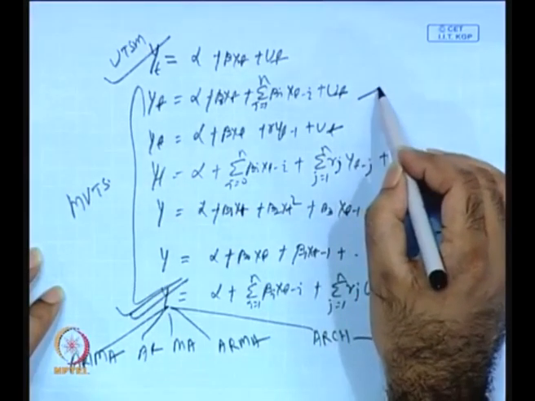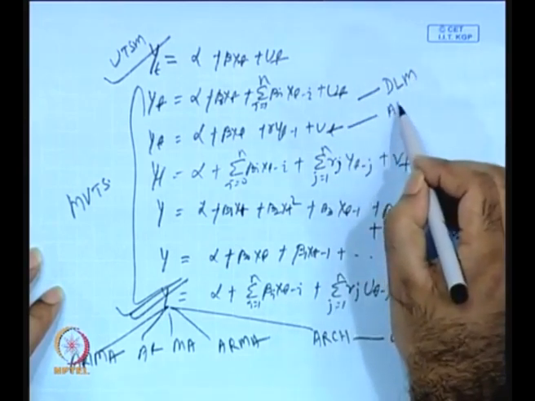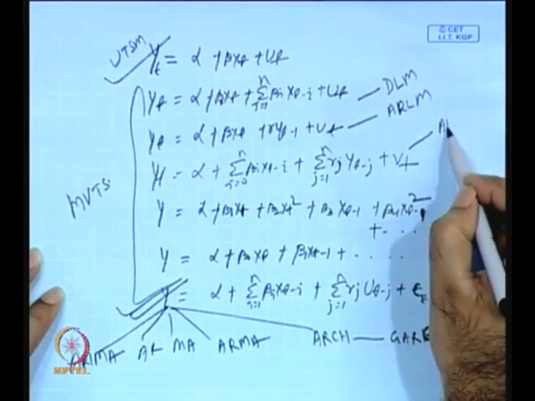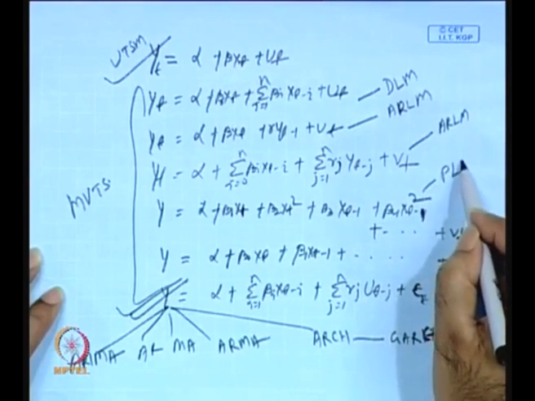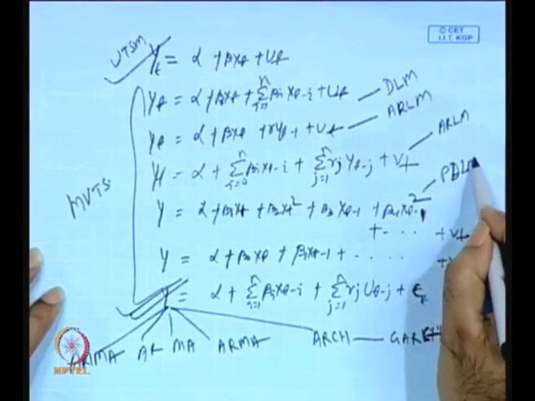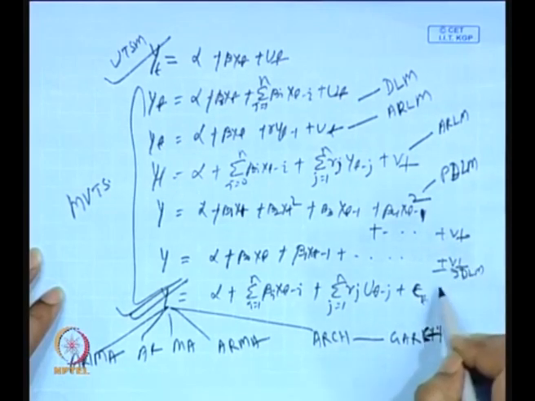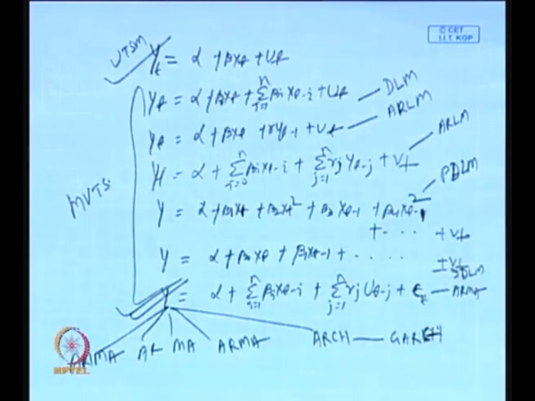Okay, so this is purely distributed lag models. This is autoregressive lag models. This is in fact autoregressive lag models. This is polynomial lag models, polynomial distributed lag models. Then this is infinite distributed lag models, and this is ARMA models. Okay, this is ARMA models. So these are the various typical features of time series modeling.